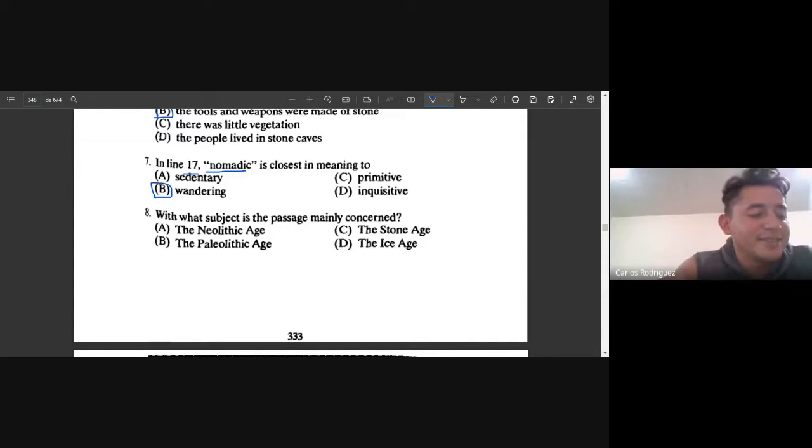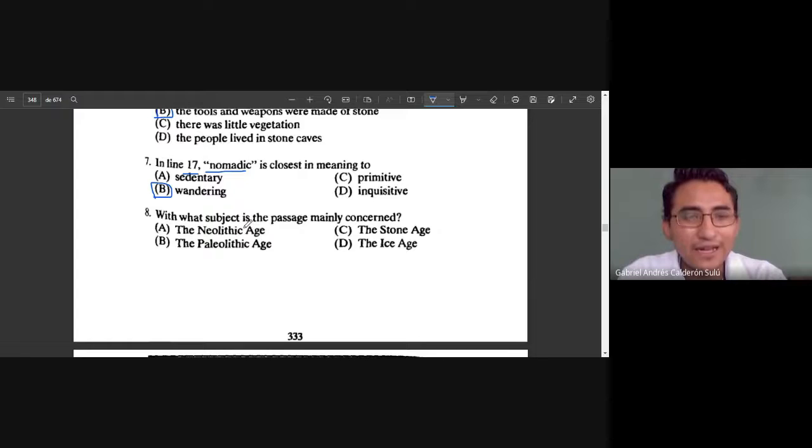Okay. So as you can see, sometimes TOEFL wants to check how well you can infer. It's not to know all words, because that's impossible. Nobody knows all words in English or in Spanish. I don't know all the words in Spanish. Do you?